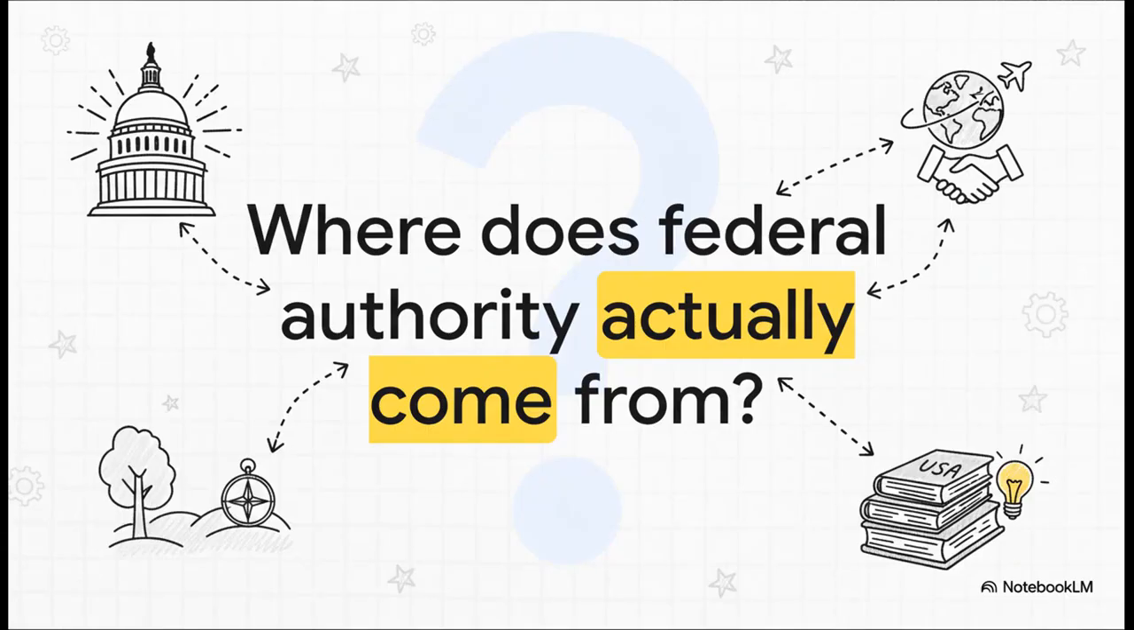It's a huge question, right? And it's one that shapes pretty much every part of American life. I mean, where does the power to make our laws, manage our public lands, and deal with other countries actually come from? To get the answer, we have to unroll the original blueprint.